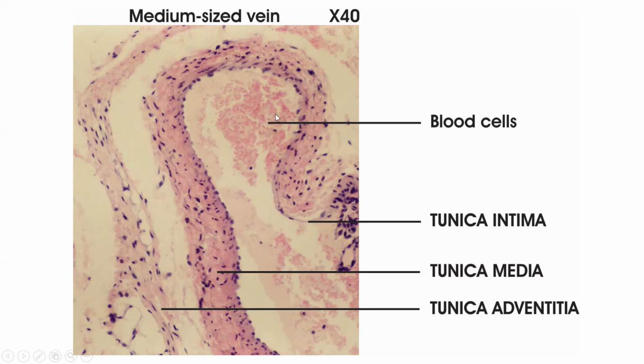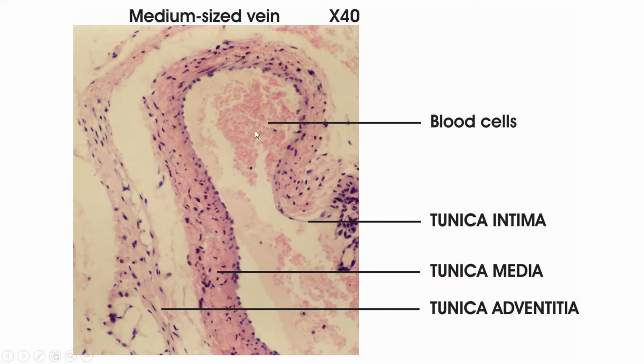This is a medium-sized vein. Like any other blood vessel, it has three coats, namely tunica intima, tunica media, and tunica adventitia. This medium-sized vein differs from the medium-sized artery in having no internal elastic lamina, a thick tunica adventitia, and a large collapsed lumen containing blood cells.